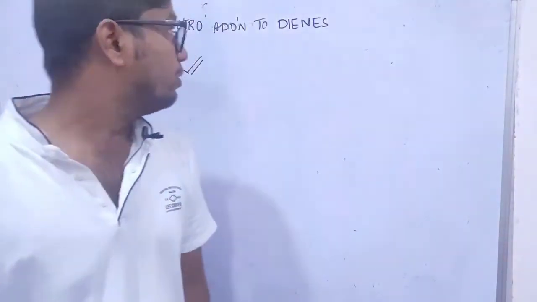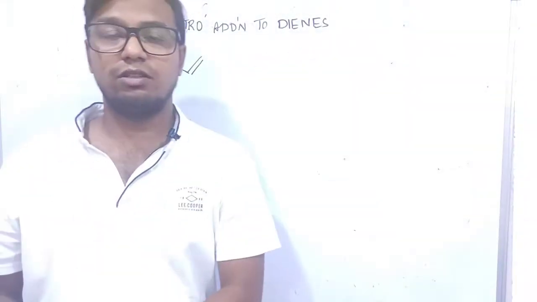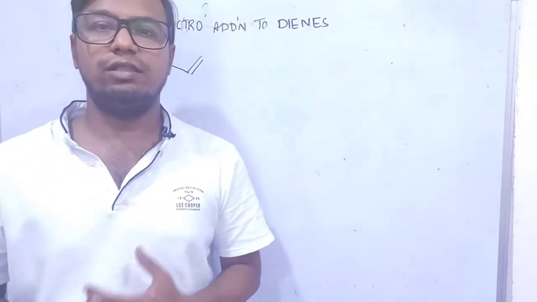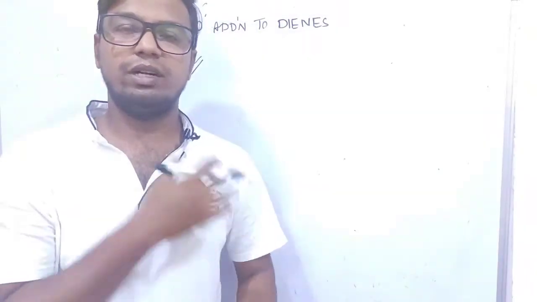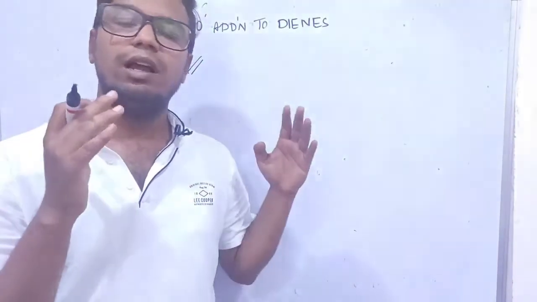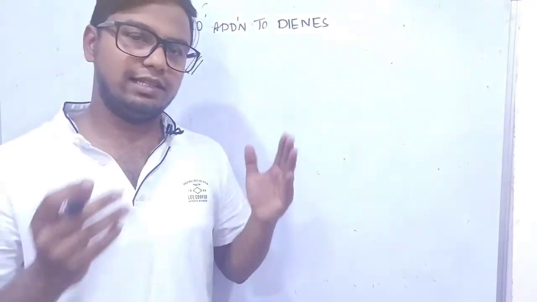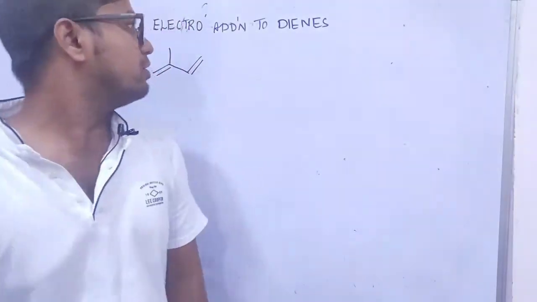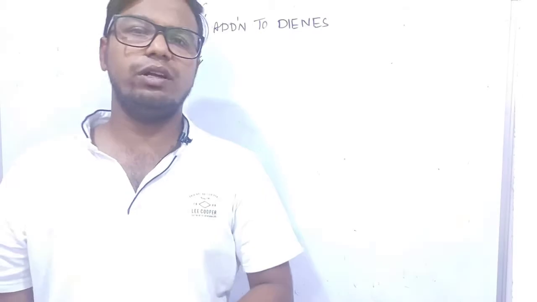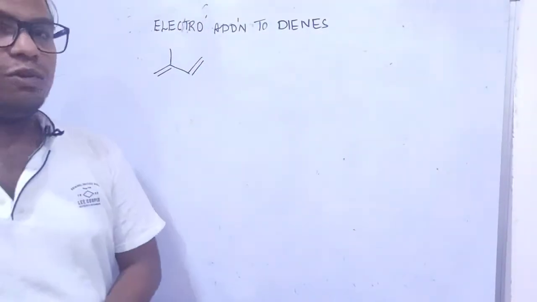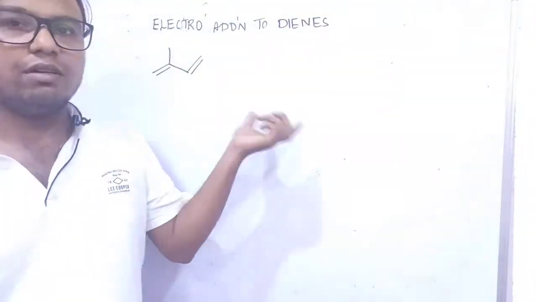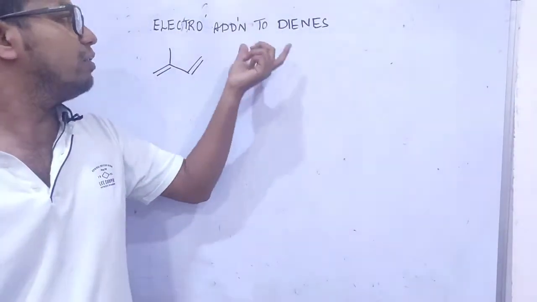So in this video we are going to discuss electrophilic addition to dienes. In the previous lecture we have seen how an electrophile adds to isolated double bonds, taking different examples like protic acids and the formation of the epoxide. We have understood that. Now we will see how an electrophile is going to add across the dienes. So this is the diene skeleton I want to take. This is the best example to elaborate the idea of electrophilic addition.